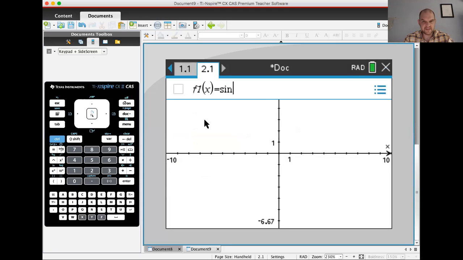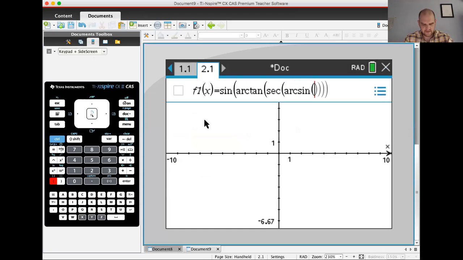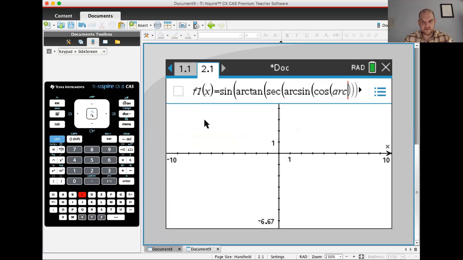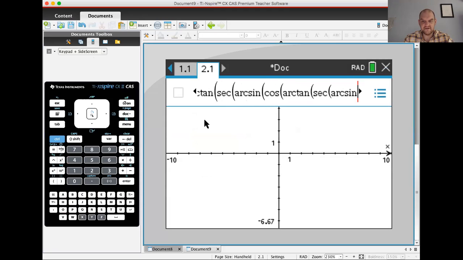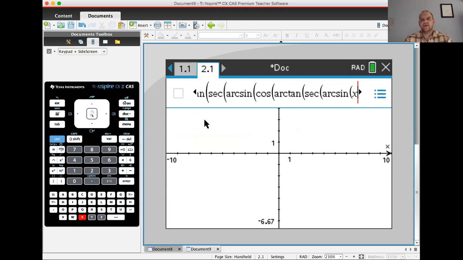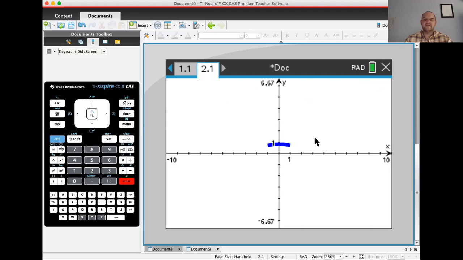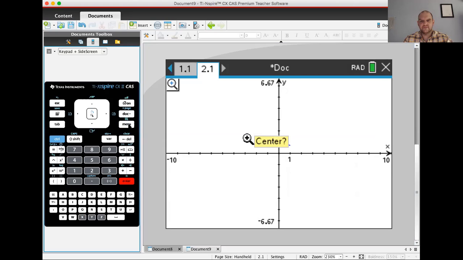So let's see, I'm gonna do the sine of the arctan of the secant of the arc sine of the cosine of the arctan of the secant of the arc sine of x. And press enter. This is gonna graph it. Here we go. Big moment here. What? Right? Look at that. That's the whole graph. Let me zoom in on that. So this is it. This is our entire graph.